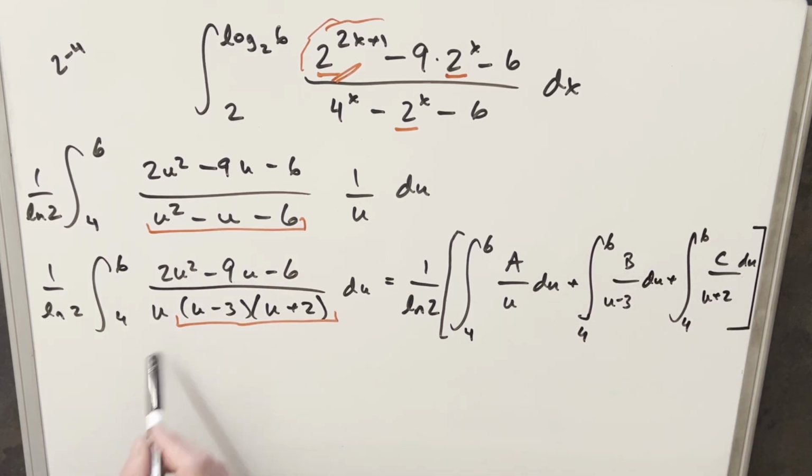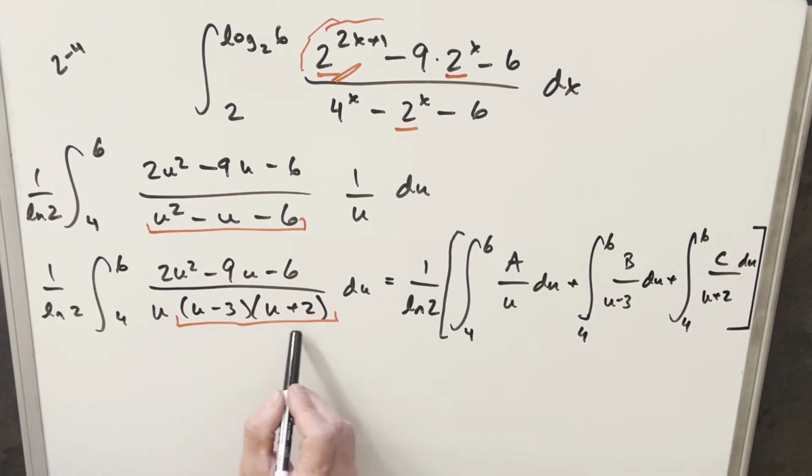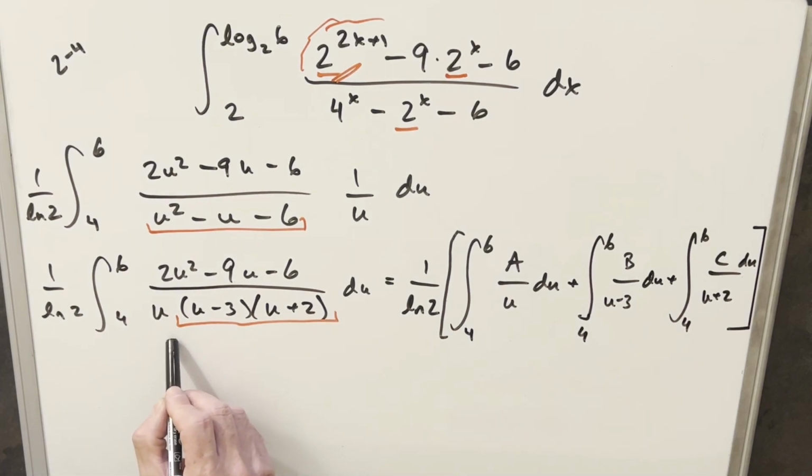And what I'm going to do for this is use the cover-up method. So let's just start with u. What we want to do for each of these 3 terms in the denominator, we want to figure out what will make it 0.